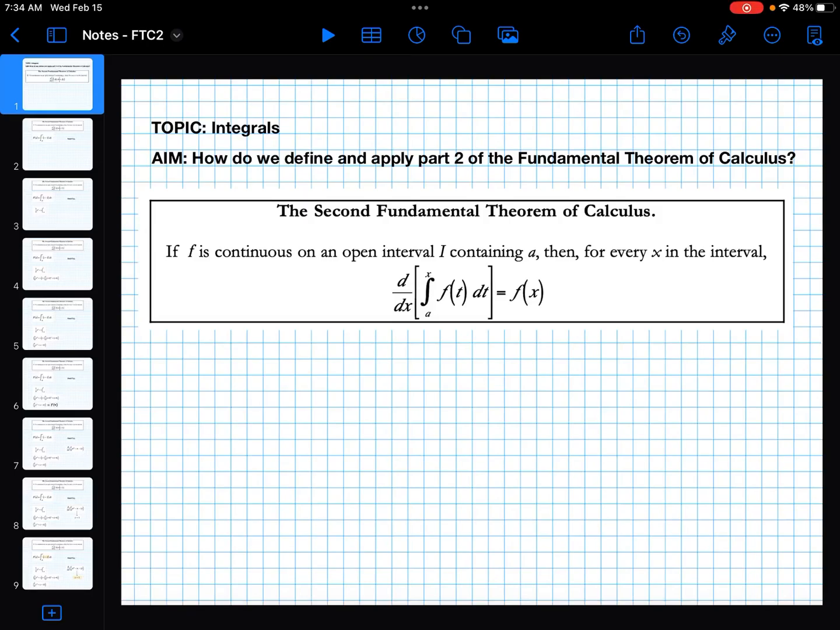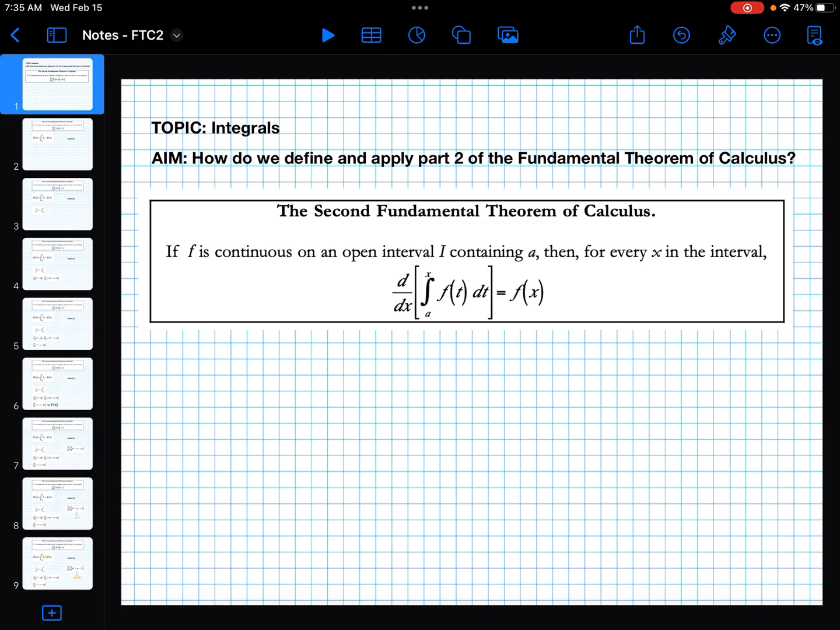All right, we're going to take a look at the second part of the fundamental theorem of calculus. And although there is some discussion about which is part one and which is part two, that's really insignificant. Just understand there are two parts to it. The part we've learned already is how to evaluate a definite integral.